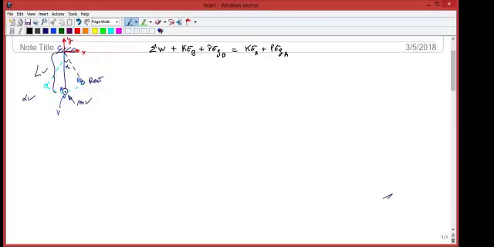Let's focus right away on the work term. And for us to identify how many work terms we have, all we have to do is a quick free body diagram between those two states.